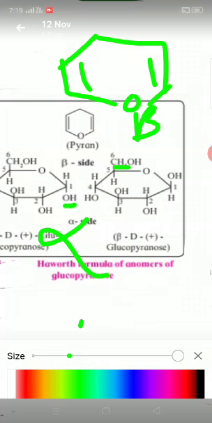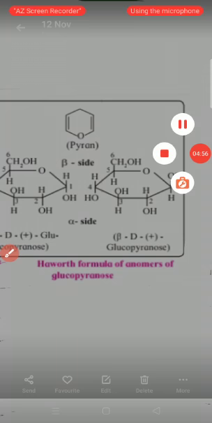Students, the beta anomer of the ring has its anomeric hydroxyl group at C1 on the beta side. See here. The groups which appear on the right hand side in the Fischer projection formula are on the downward side in the Haworth projection formula. Okay students, this is about the ring structure of glucose.